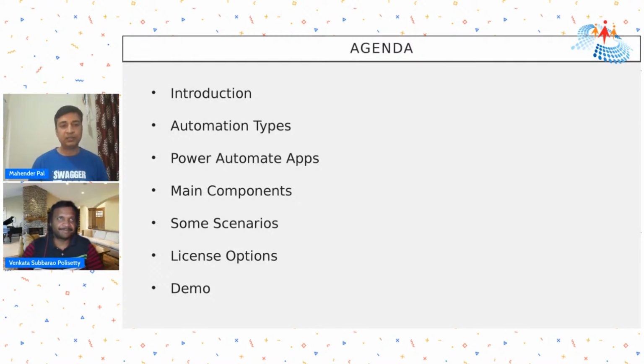And then we will discuss some of the common typical scenarios where you can apply Power Automate. And then the last one is license options. We will see the different license options that are available for Power Automate. And then we will show you a demo for all these things that we will discuss here.